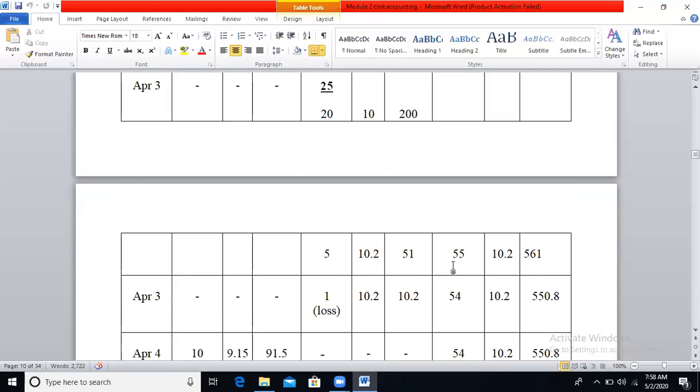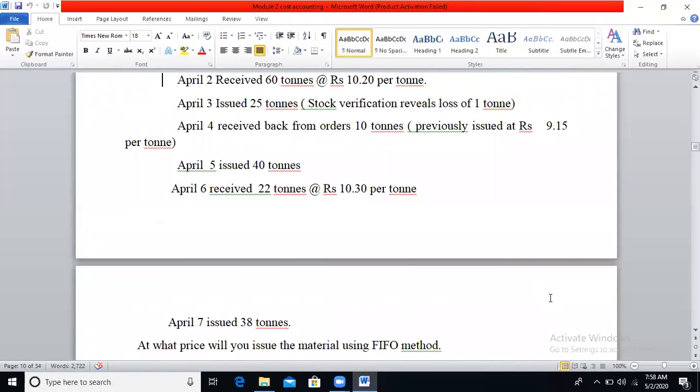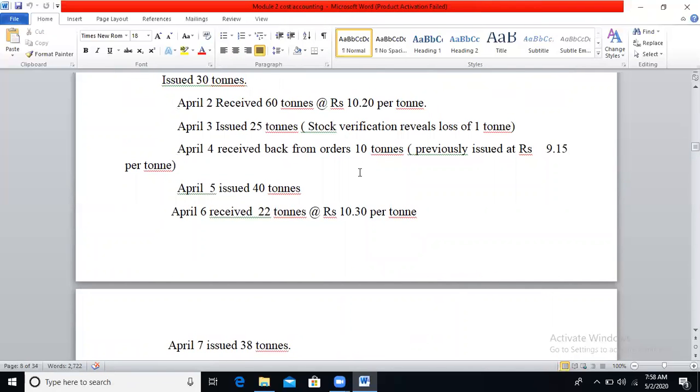So out of 55, if you issued 1, the remaining balance will be 54 units. The price is 10.2. The total value will be 550.8. So losses will be considered as an issue. Then we have recorded 25 tons and the loss units also.